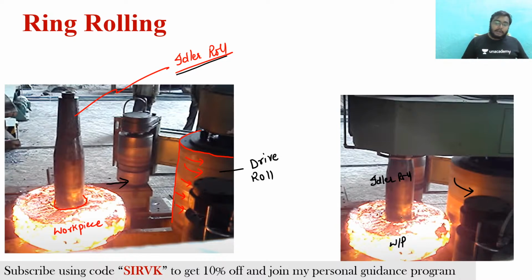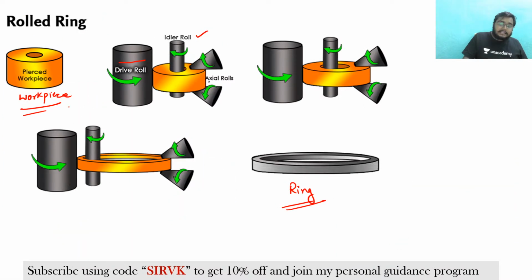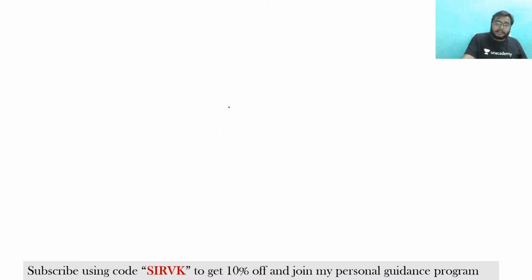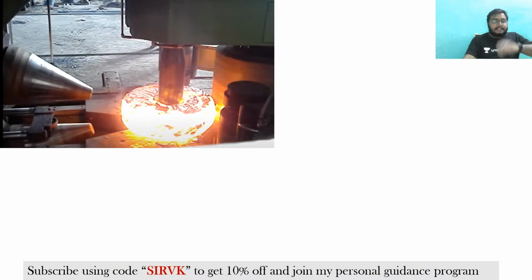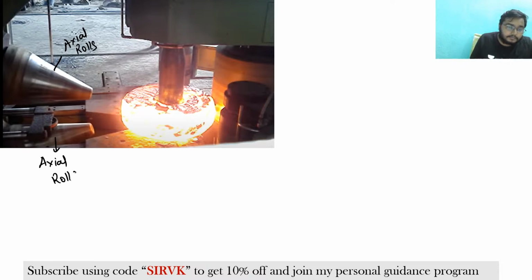Now what is happening from this side? See here, two axial rolls will be coming. So what are these two axial rolls? Try to visualize it here. These two are the axial rolls. This is your workpiece, this is your idler roll, and this is rotating in this direction, and these are rotating in this direction like this. Fine, so these are rotating in these directions.